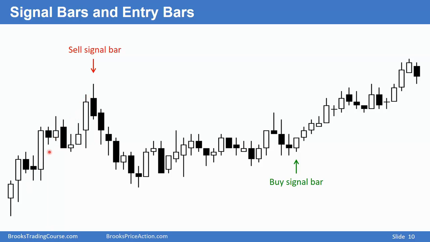Even though the channel is tight, it'll make traders more willing to sell below a strong sell signal bar. So they'll place an order to go short just below the low of that bar, and they'll get short on this bar. This then becomes the entry bar. Opposite is true over here.